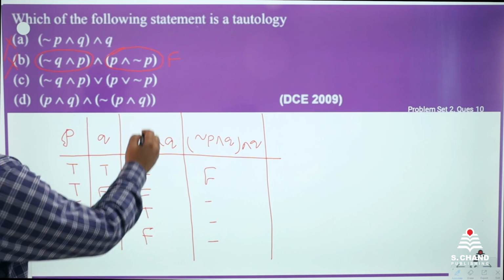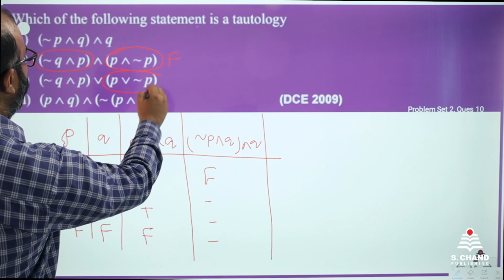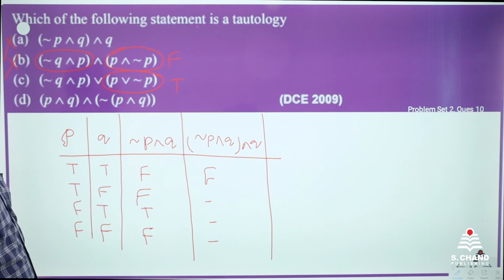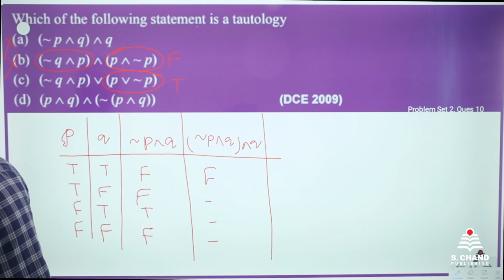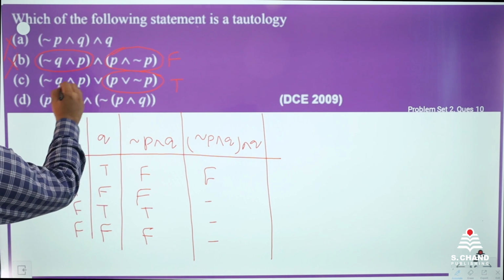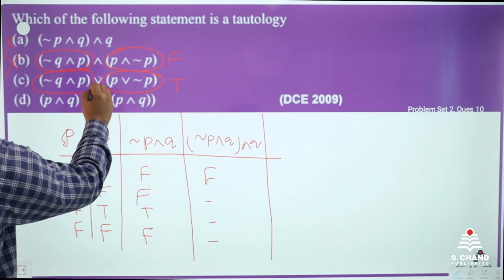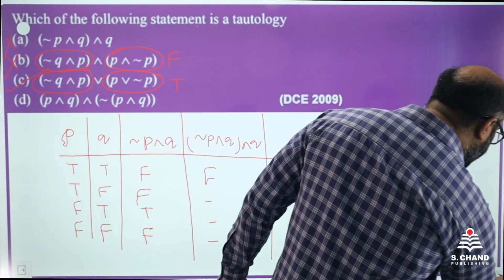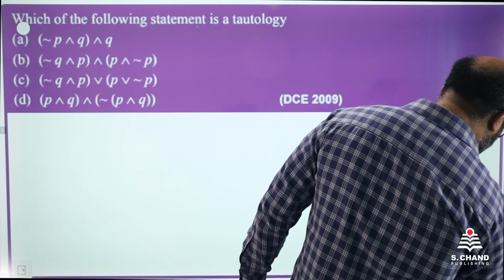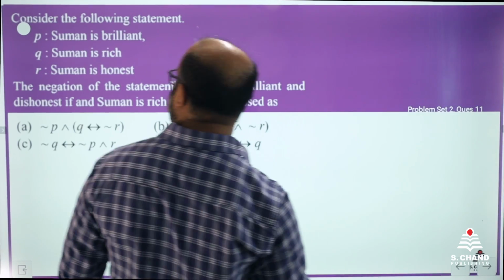Next we have P or not P. That is true always, because it is an or between a statement and its negation. And then we have not Q and P. So this will be a tautology. Whether this is true or false, the or will be true. So option C will be the correct option. Right, students? I hope you have got it. Let us come to the next question.